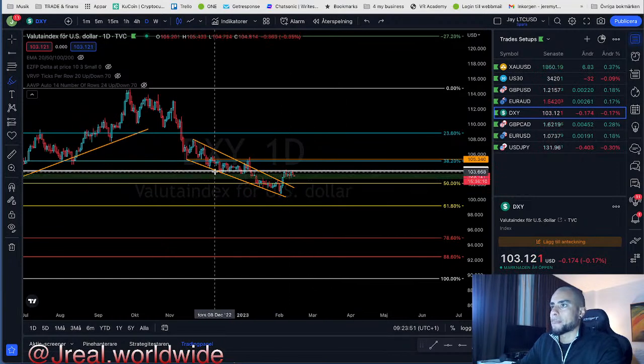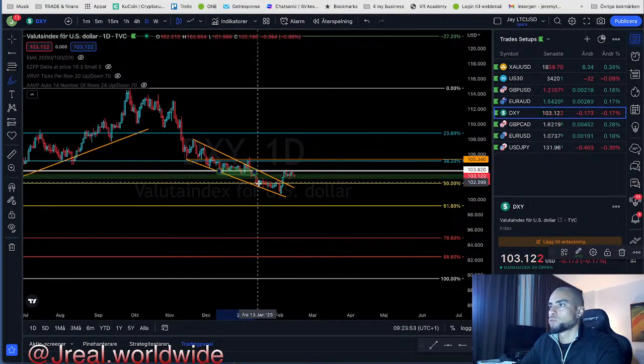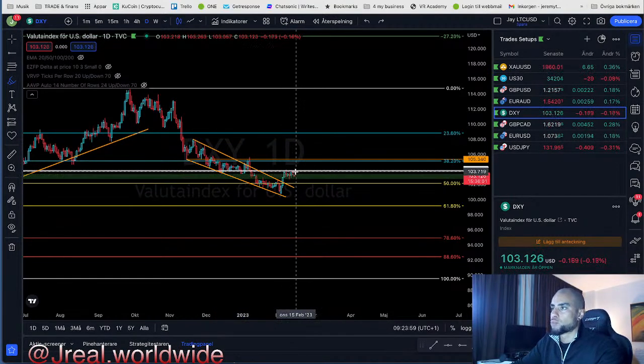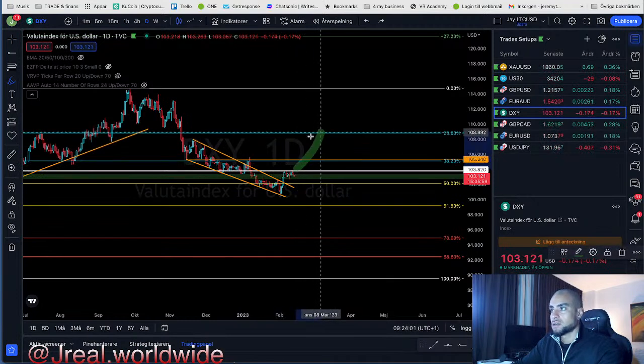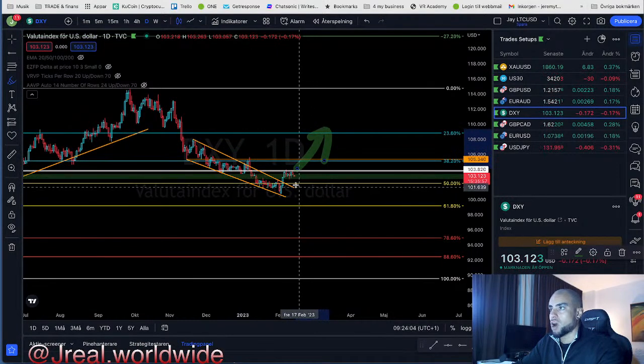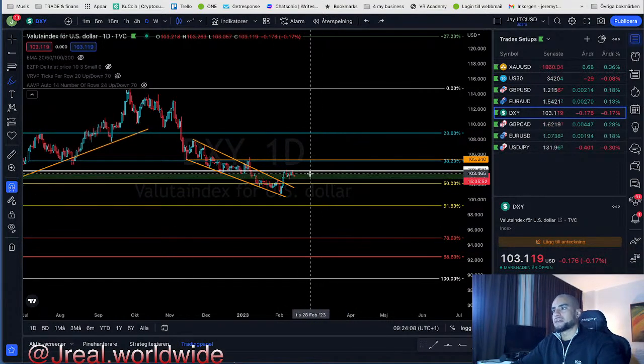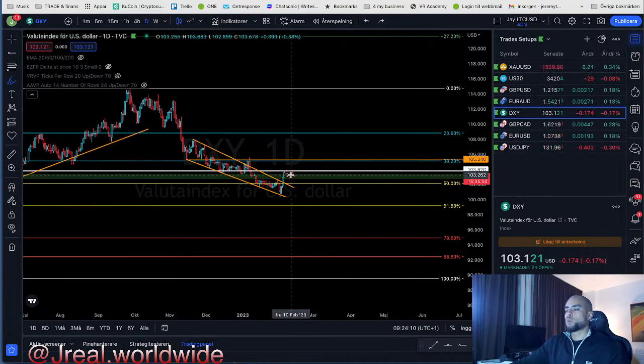So again, support broke through, retesting as resistance, and now what's happening is we're just watching to see if it's going to break through this resistance to make a move up, or if we're going down. What would make this resistance break? What will make the US dollar stop moving upwards?